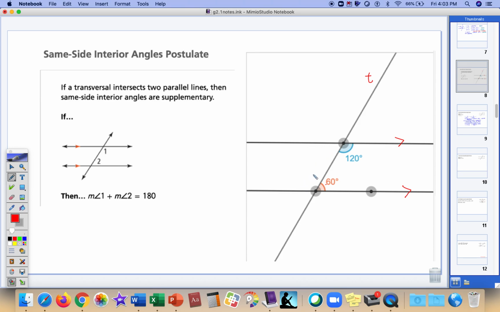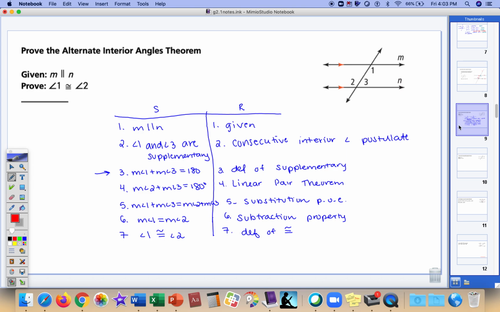So this angle here, why don't I mark it in blue, because it's going to turn out to be the same as that one. And this angle here will also add up to 180. So this is going to be 120, and this is going to be 60. So the postulate says that same side interior angles are supplementary. Can't prove it, it's the postulate.